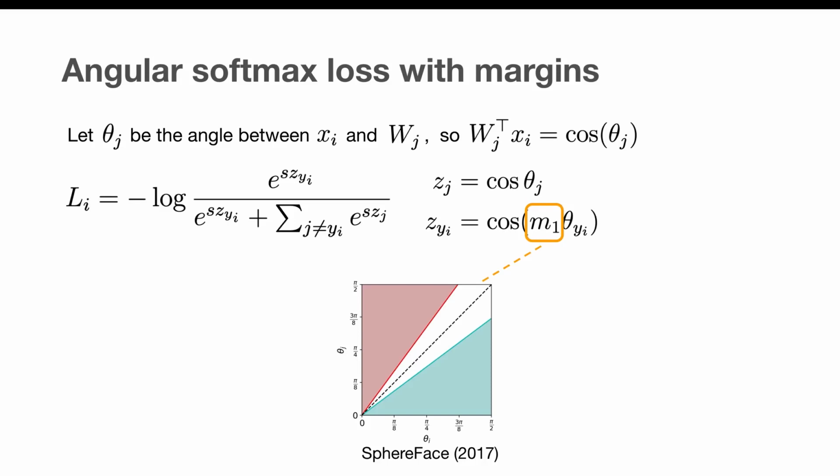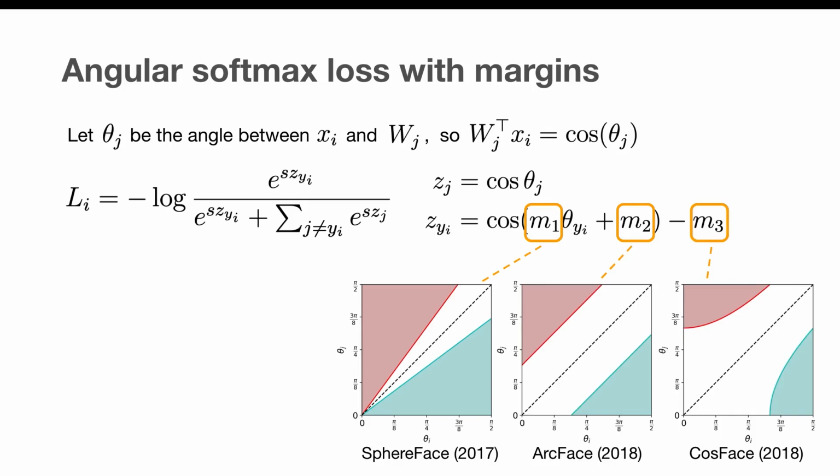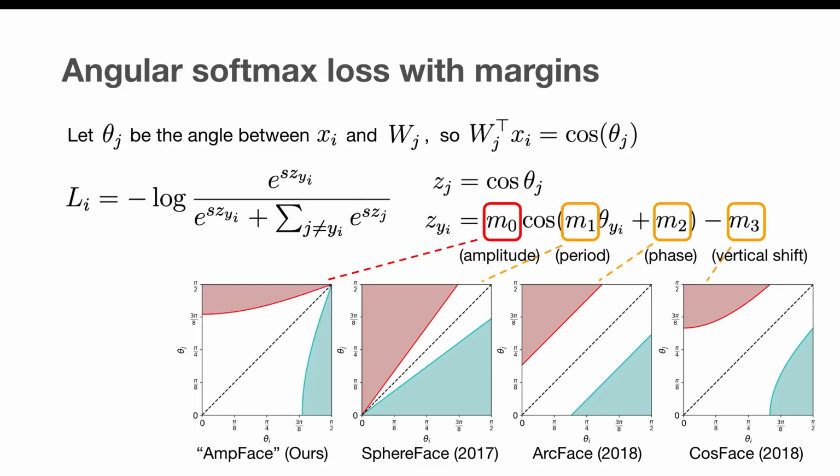Researchers in the literature introduced margin penalties in the angle of the correct class in order to push the correct class decision boundaries, so as to make classification harder, hoping that it will translate into higher final model performance. SphereFace and later ArcFace and CosFace studied different formulations of this margin penalty, whether additive or multiplicative, introduced in the angle space or in the cosine space, which can really be thought of as different ways of modulating this cosine phase by changing its period, phase, and vertical shift.